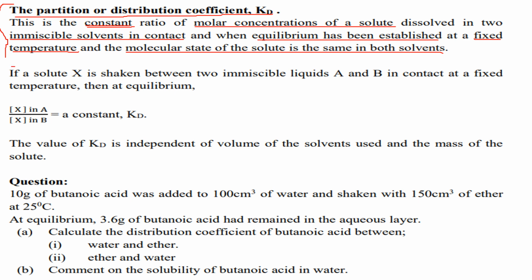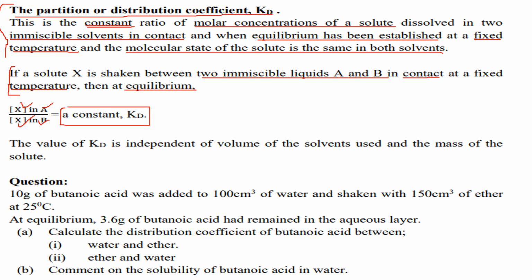And we are saying that if a solid X is shaken between two immiscible liquids A and B that are in contact, provided temperature is kept constant and equilibrium has also been attained, we are going to say that our constant, which is also known as Kd, is going to be got by the molar concentration of X as dissolved in A divided by the molar concentration of X as dissolved in B.